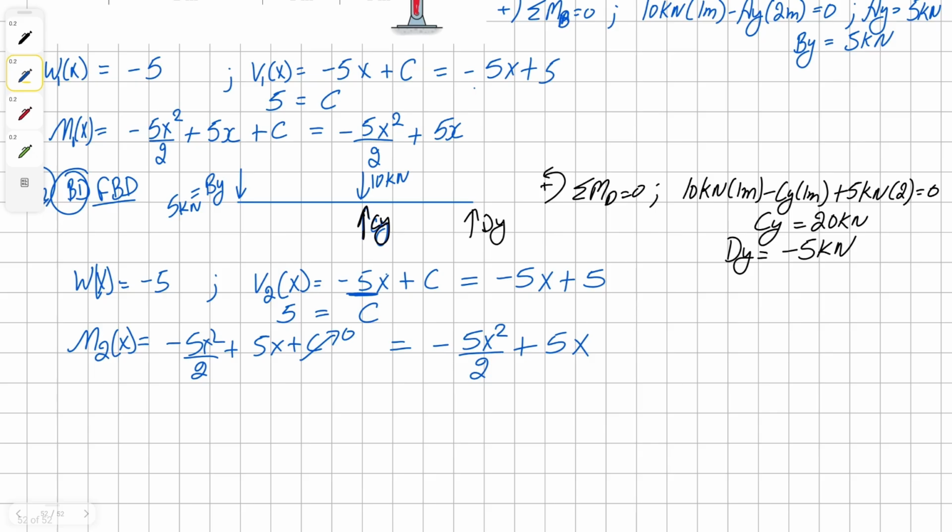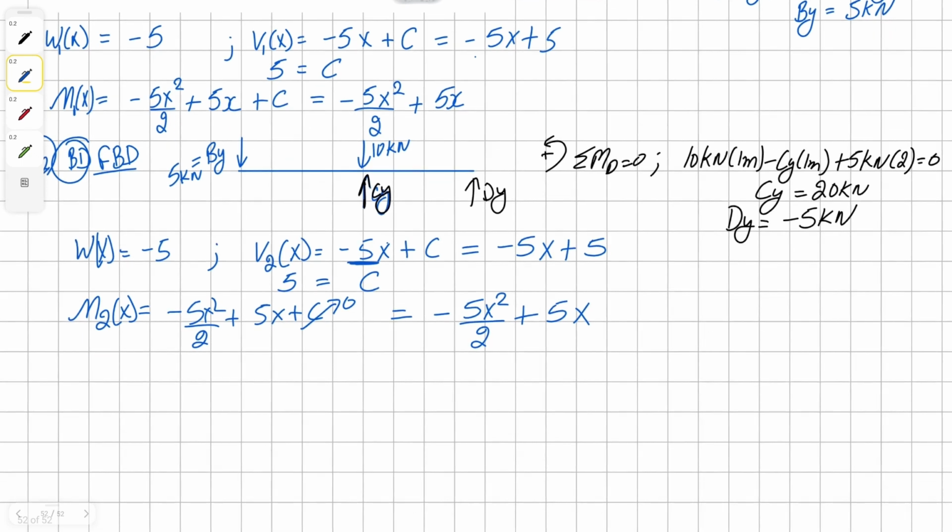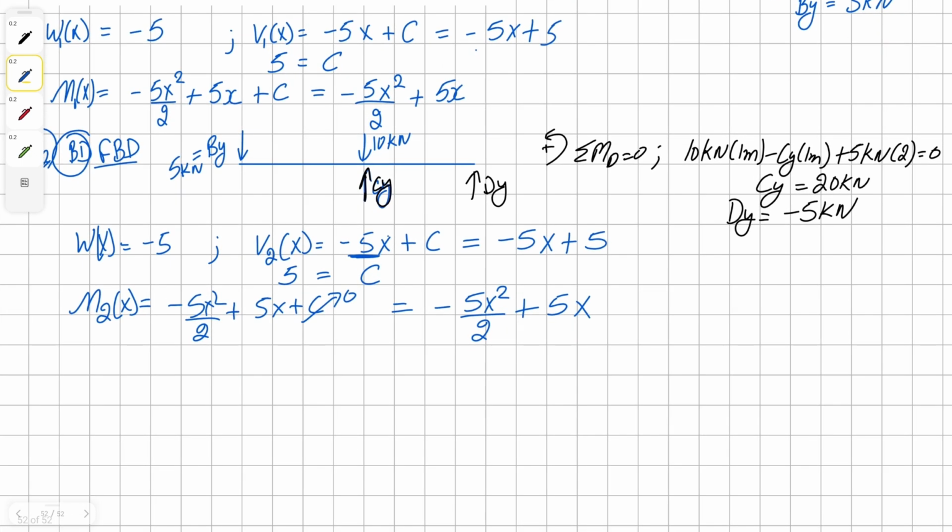And just to verify, I'm going to plug in x equals 4 and see if our moment equation is correct. If we don't get 0, we'll have to divide this region into 2 regions. So let's see. If we plug in x equals 4, we're going to have 16 divided by 2 plus 5 times 4 is 20.